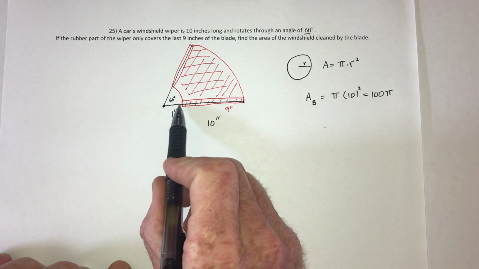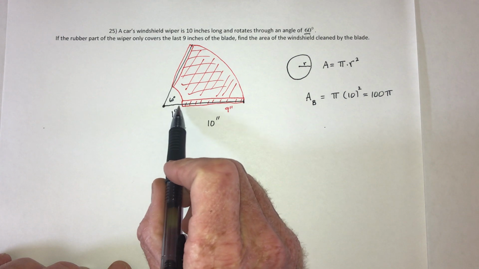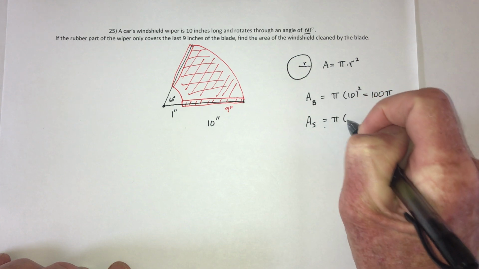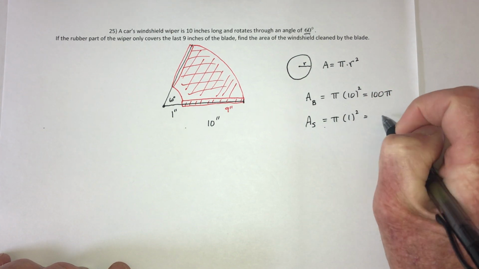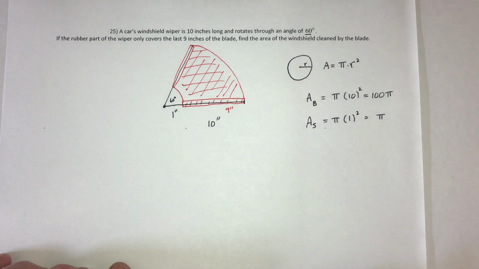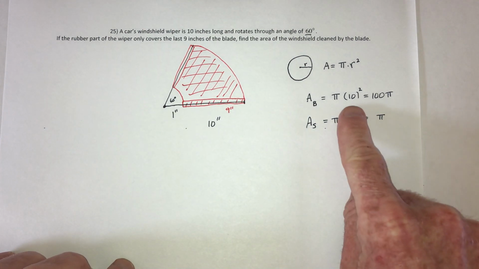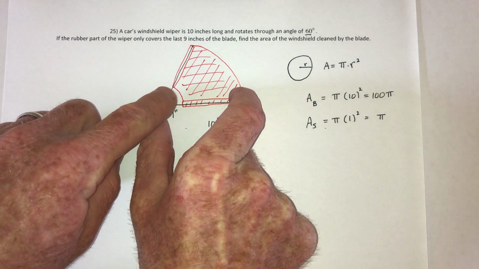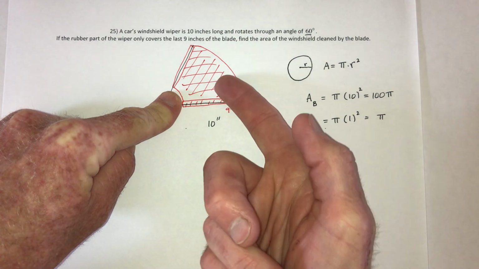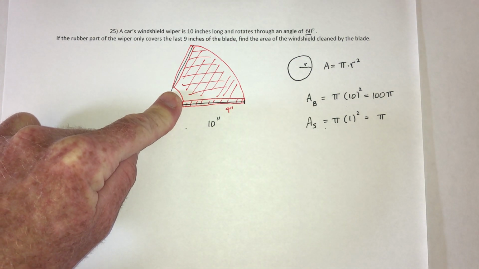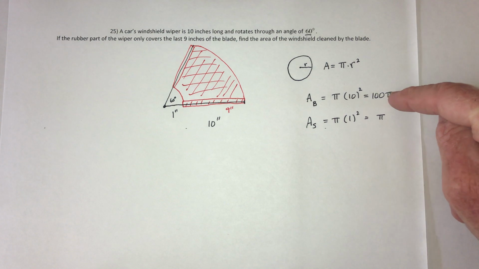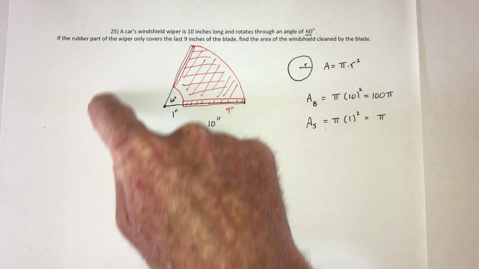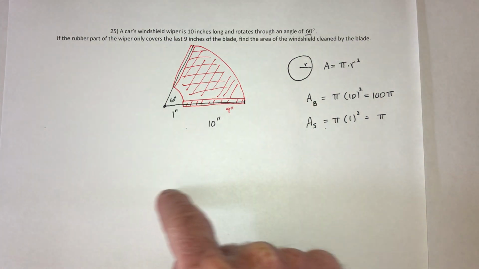And then this smaller part, which is just the metal part of the blade, the area for the smaller one would be pi and 1 squared. So that would just be 1 times pi. Now, when I did the 10, that's basically counting all of this. So it's counting the whole thing. If I then subtract off that part, I'll be left with the red part. Now, if I just do that right now and I go 100 pi minus pi is 99 pi's, that would be assuming that the windshield wiper blade goes all the way around.